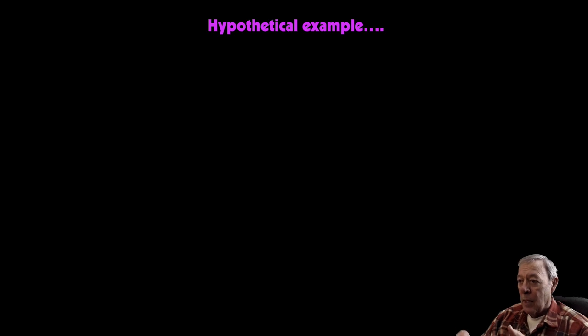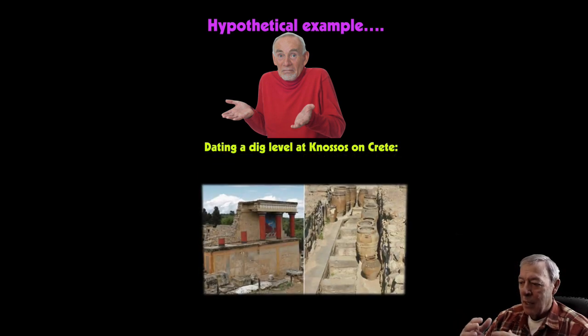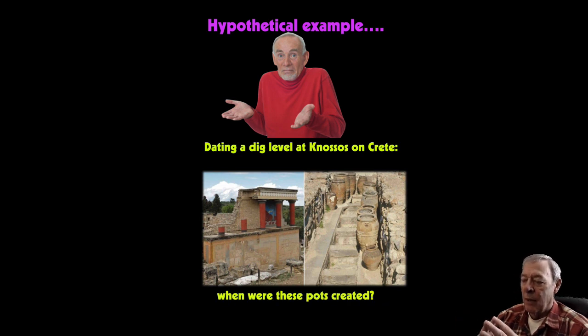So here's another hypothetical example of mine. Let's say that on Crete, as many of you may be familiar with, there is a royal palace called Knossos that has been excavated. And let's say that archaeologists wanted to date when these pots discovered at an excavation in the palace were created. Now, if you could date when the pots were created, then you can date everything at the palace that was discovered at that same level, in terms of excavations.